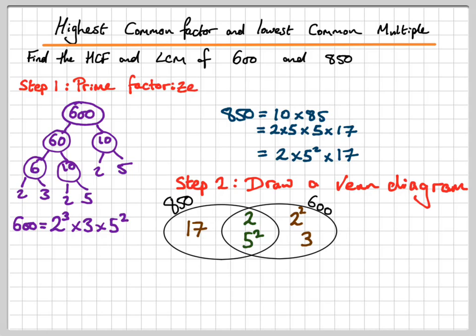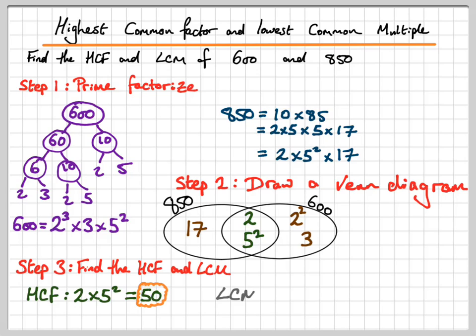Okay, so what factors do these two numbers have in common? Well, their common factors are 2 and 5 squared. That means that both numbers can be divided by 2, both numbers can be divided by 5, and both numbers can be divided by 5 squared. If I want to find the highest common factor, all I need to do is multiply together these numbers in the middle, so 2 times 5 squared, which gives me 50.